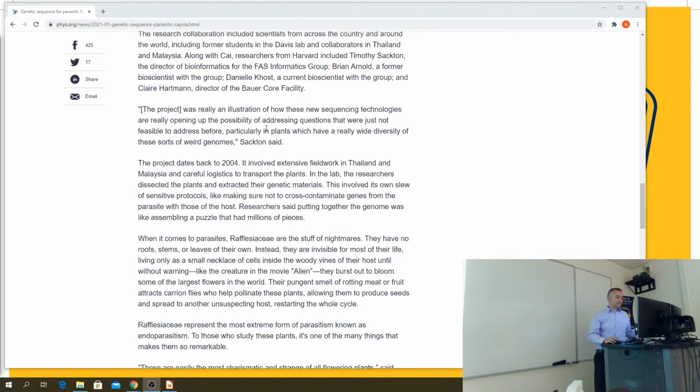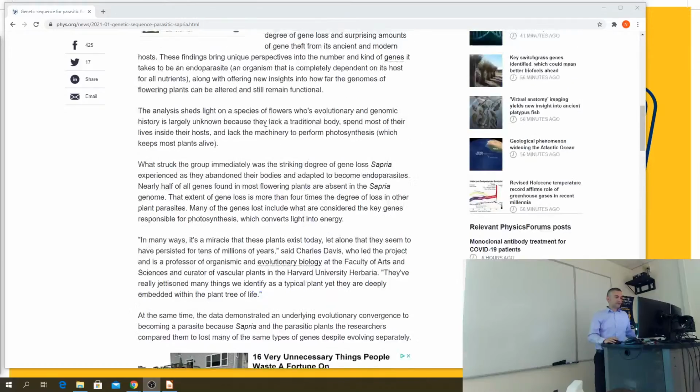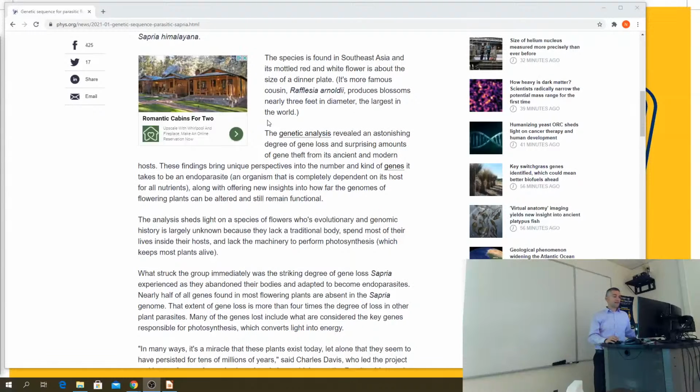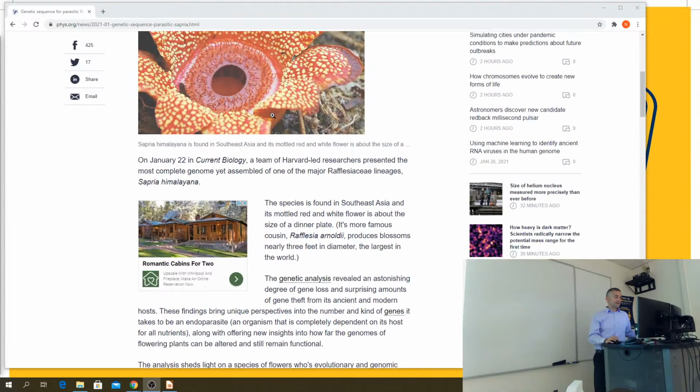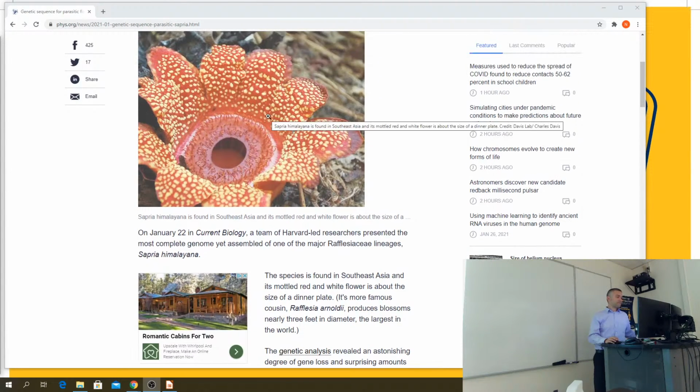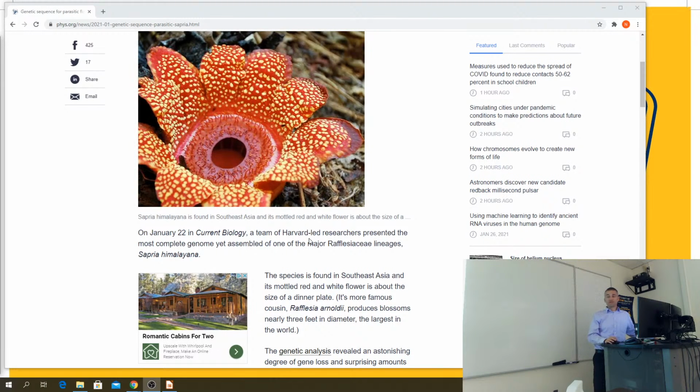So this was in the news. Thought it was pretty interesting. If you're into plants, there are parasitic plants out there. Check it out. I think all you have to do is search parasitic plant, and this one pops up right away. I will say that 40% loss is rather interesting. You've lost a huge amount of genes to become this parasitic lifestyle. And we've seen this in other cases.